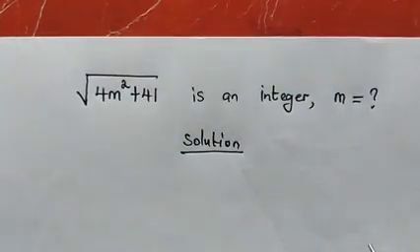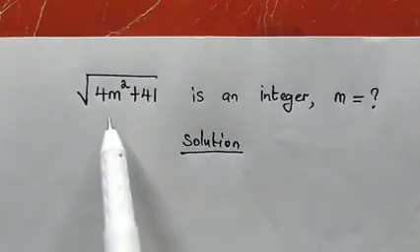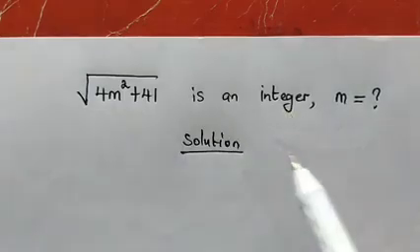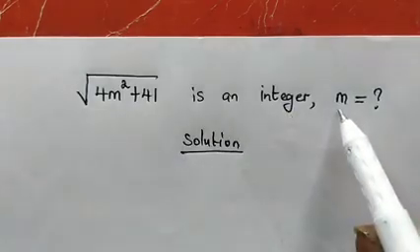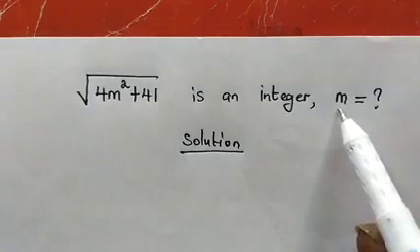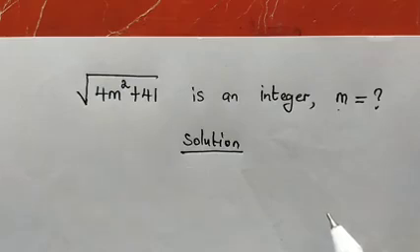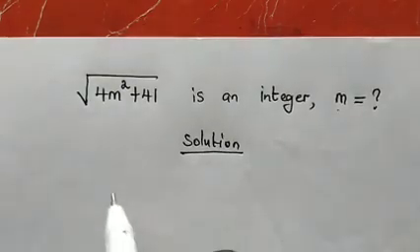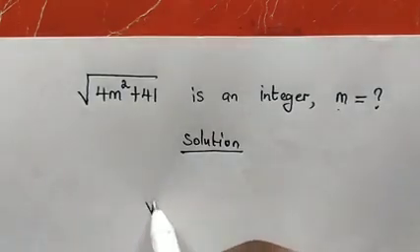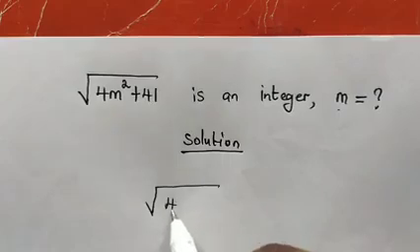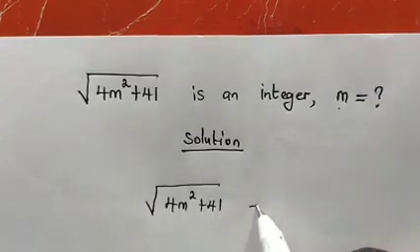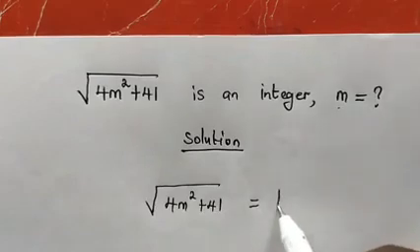Today we have this interesting Olympiad mathematics question. We're given that the square root of 4m squared plus 41 is an integer. So our goal here is to find these integral values of m, right? Since this is an integer, we can say let the square root of 4m squared plus 41 equal k.